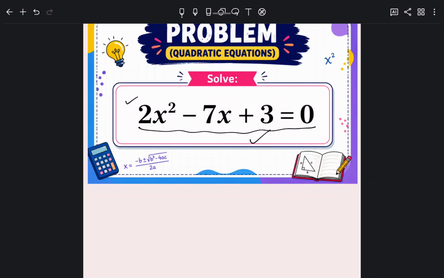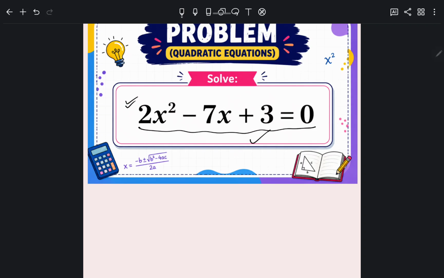Hello everyone, welcome back. Today we are going to solve a quadratic equation: 2x² − 7x + 3 = 0. And I am going to explain it in a way that is easy to understand even if you are just starting this topic. So grab your notebook and let's solve it together.